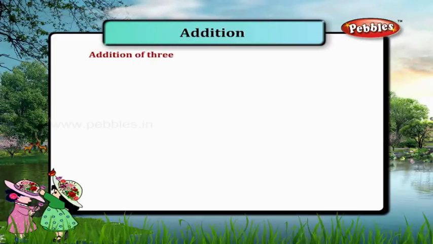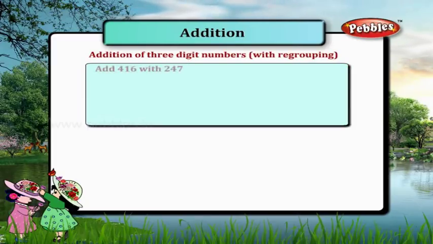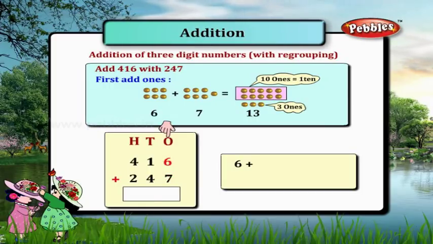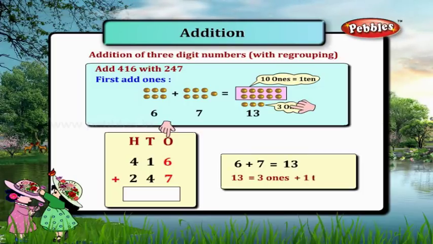Addition of 3-digit numbers with regrouping. Add 416 with 247. First add the ones. 6 plus 7 is equal to 13. 13 has 3 ones and 1 ten. So we write 3 in the ones column and carry over the 1 ten to the tens column.